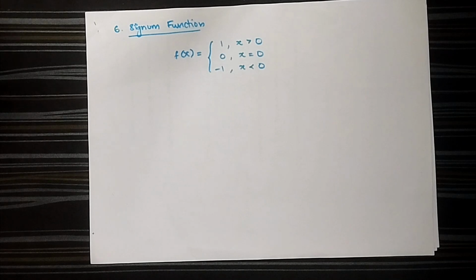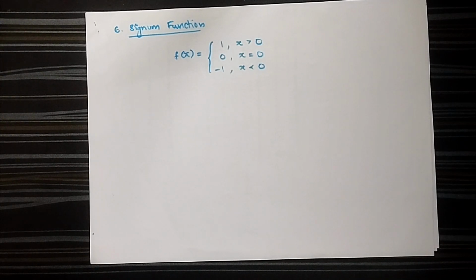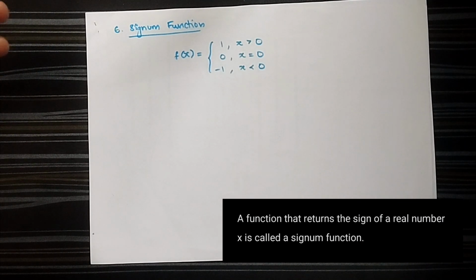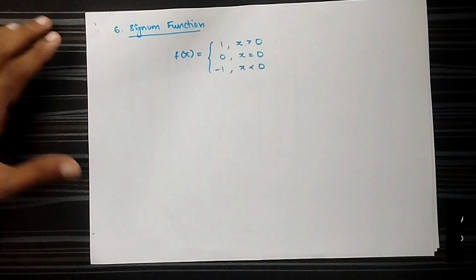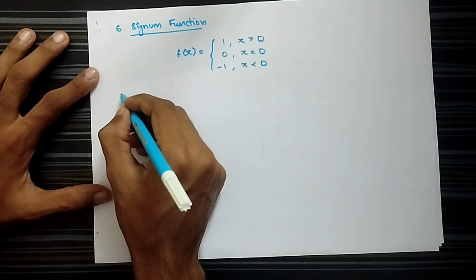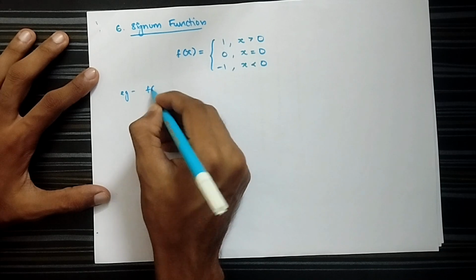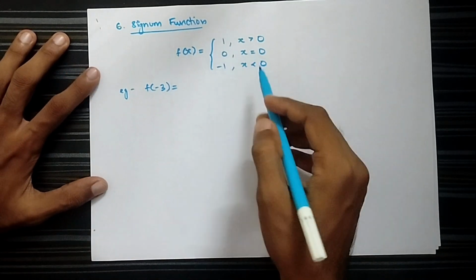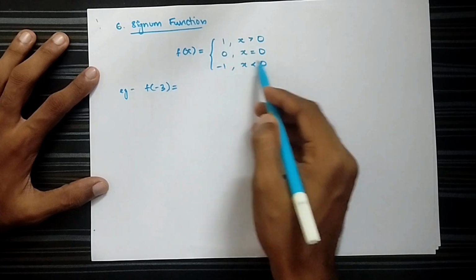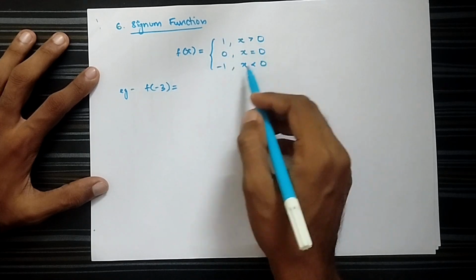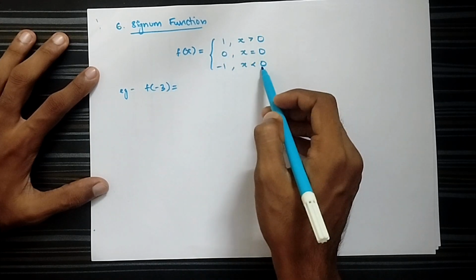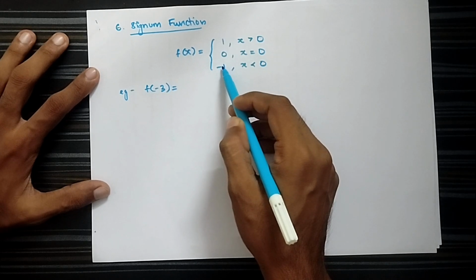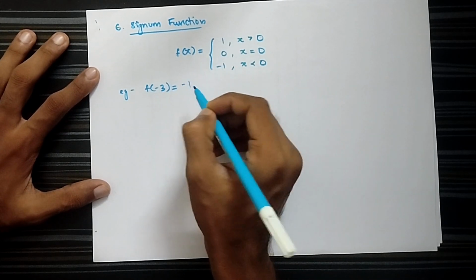So what it practically means is, if we give some number, it will return 1, 0 or negative 1 based on whether it is positive, 0 or negative. For example, f of negative 3: we know negative 3 is less than 0, so we apply this condition and can ignore the other two. Negative 3 is less than 0, so the output is negative 1.